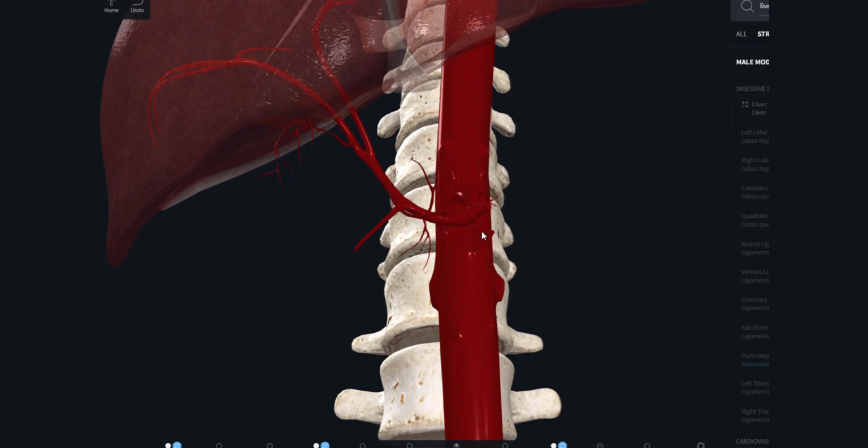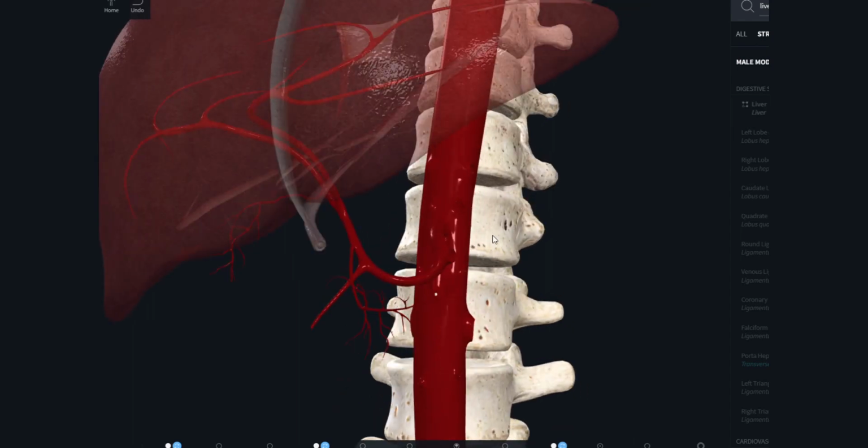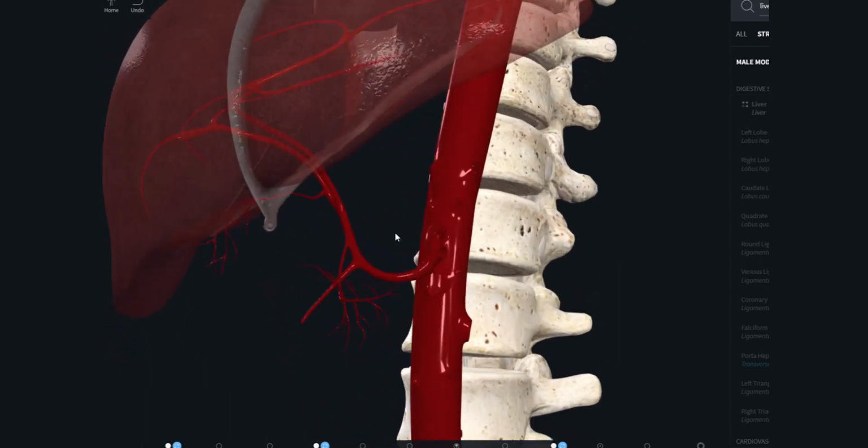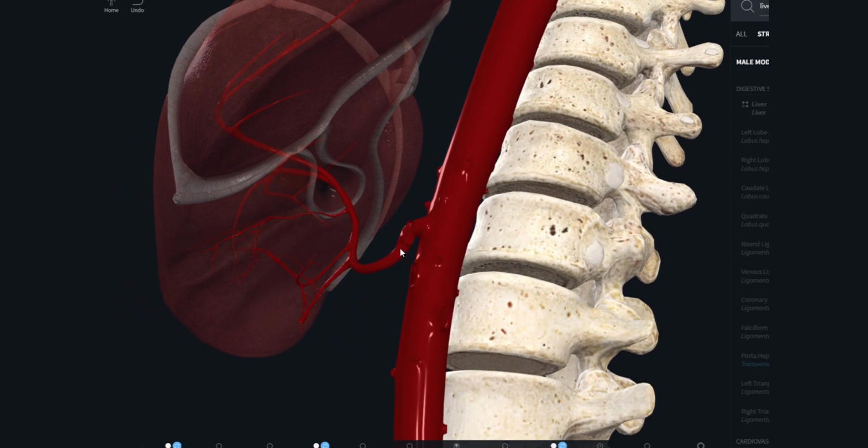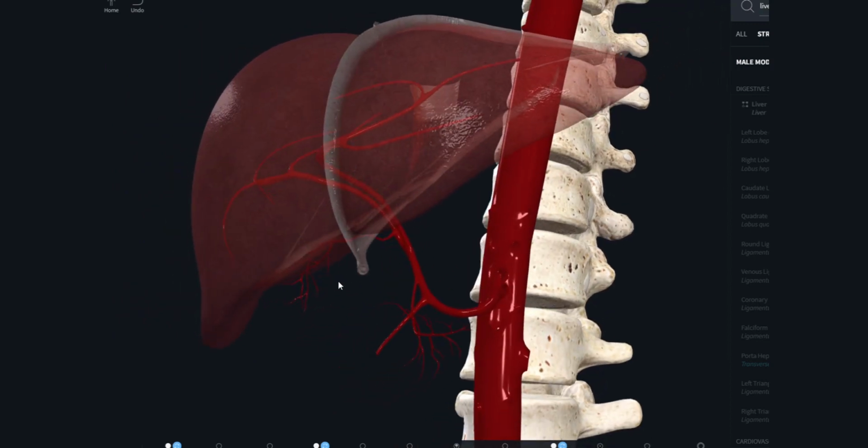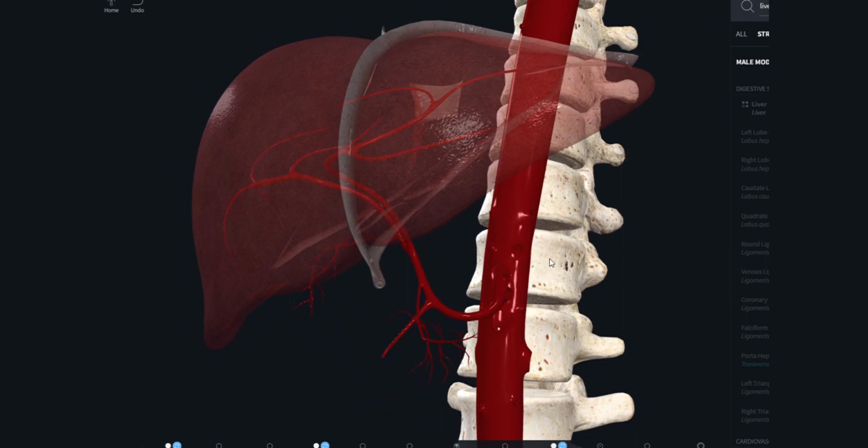Approximately at the lower border of T11 or T12, so this vertebra right here is T12, and approximately at the upper border of L1, we can find the celiac trunk right there. So this small branch is known as the celiac trunk, and it has three major branches. Right here we have the gastric branch, then the splenic branch right here, and lastly we have the hepatic artery right here.